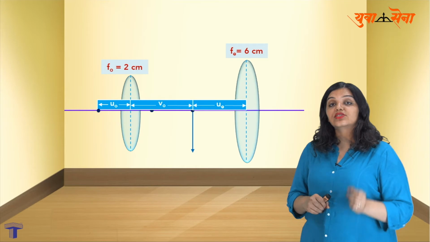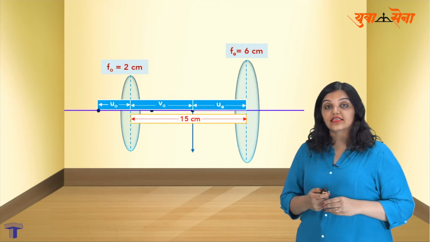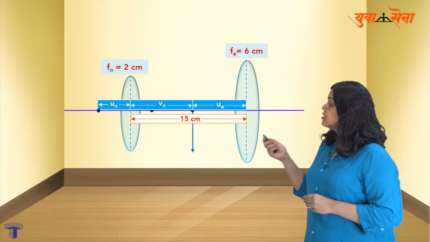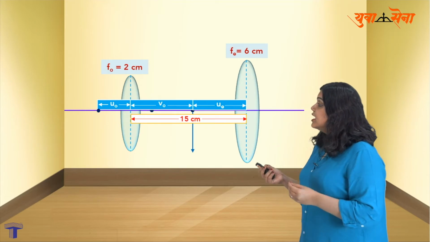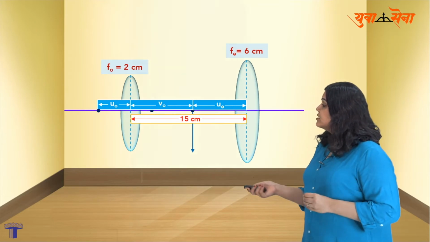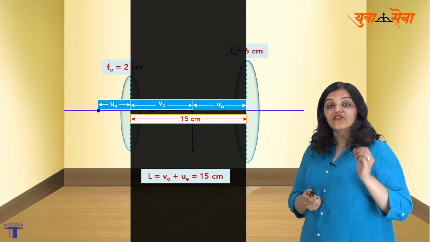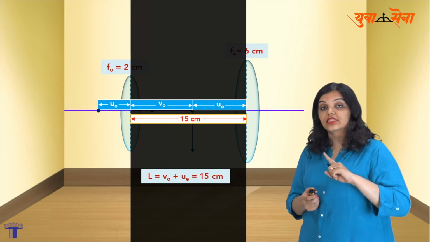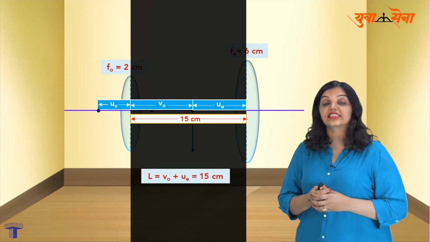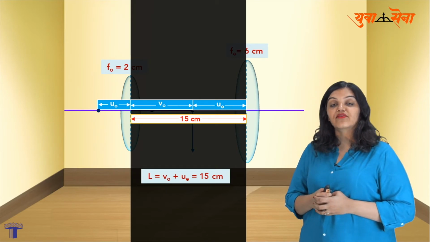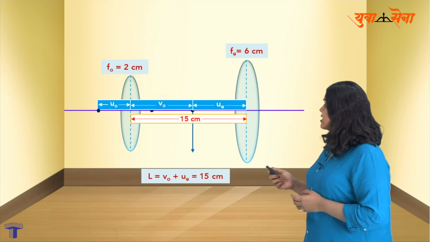Finally, recall that they have told us the distance between both the lenses is 15 centimeter, which is from one optical center to the other. And now if you take a look at the diagram very quickly, you will see that a simple relation can be formed. That is, V naught plus UE is equal to 15 centimeter. That is the image distance for the objective plus the object distance for the eyepiece together come out to be 15 centimeter, and this relation will come out to be very important. So remember, L is equal to V naught plus UE is equal to 15 centimeter.